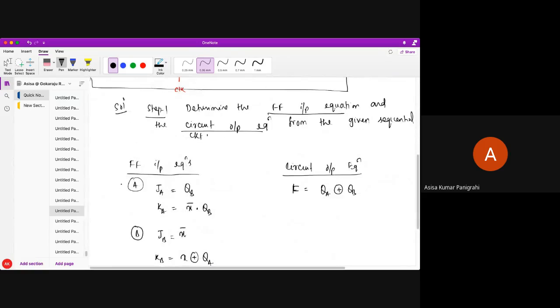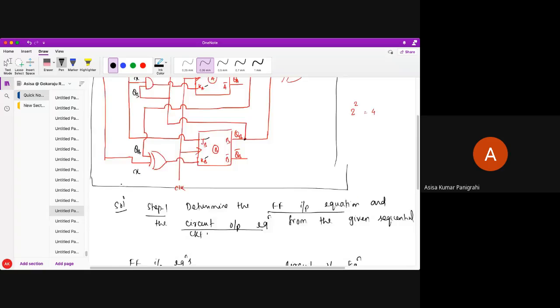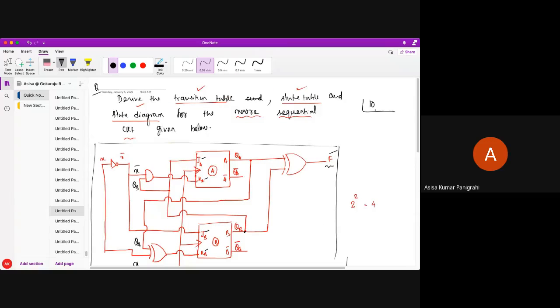Did you understand step 1, or any doubt? Please let me know quickly, because this is very important. Surely one 10-mark question you can expect. Surely you'll get a 10-mark question.